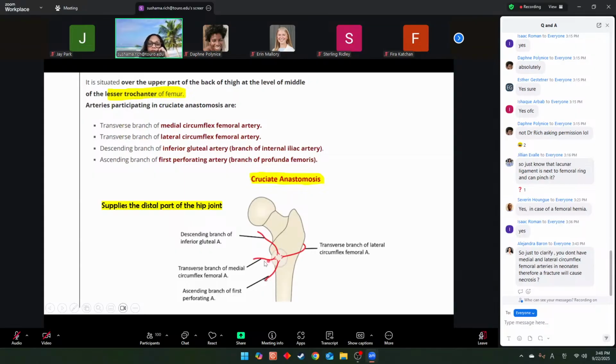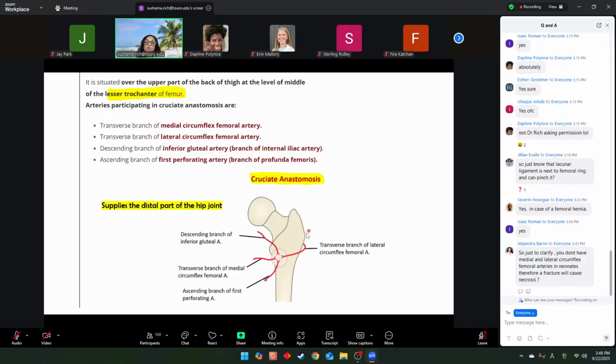Here, the transverse branches are anastomosing. Transverse of LFC, transverse of MFC, inferior gluteal still, but this time an ascending branch from the perforating artery. That perforating artery is coming off the deep femoral. There are 4 or 5 of these perforating branches, and they're supplying the hamstrings. So the very first perforator will take part in the cruciate anastomosis. This also supplies the distal part of the hip joint.